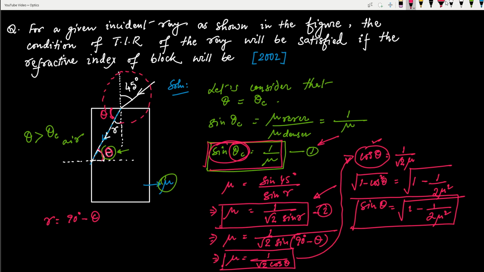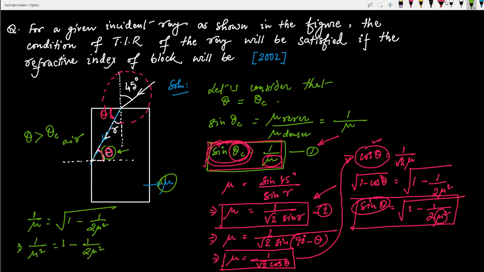Now we can easily solve for mu. Here sine theta is unknown and mu is unknown, and here again sine theta is unknown and mu is unknown. So actually we are getting two equations and two unknowns, so you can easily solve this according to mathematics. Let's rub this part and solve it here. If we compare equation 1 and 2, we can write 1 by mu is equal to the square root of 1 minus 1 by 2 mu square. Therefore we can write 1 by mu square is equal to 1 minus 1 by 2 mu square.